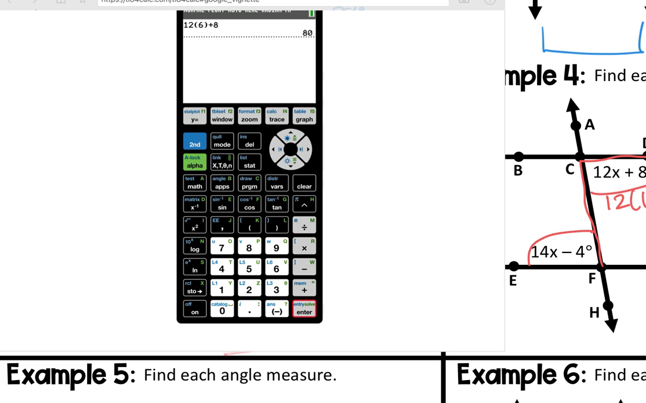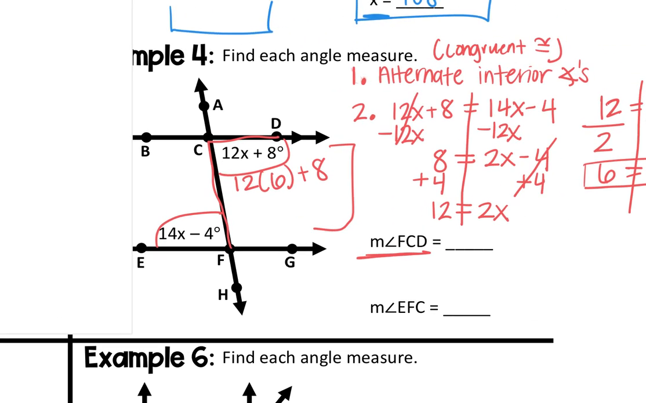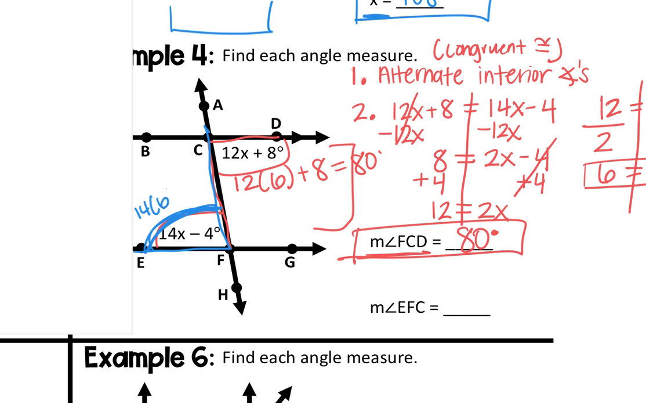Okay, so this equals 80 degrees. So this is 80 degrees. I found one of them. Now, EFC is the other angle, EF, and then C. So it's this one right here that they're talking about. If you replace x with 6, you do 14 times 6 minus 4. You put that in your calculator. You still should get 80 degrees, okay?